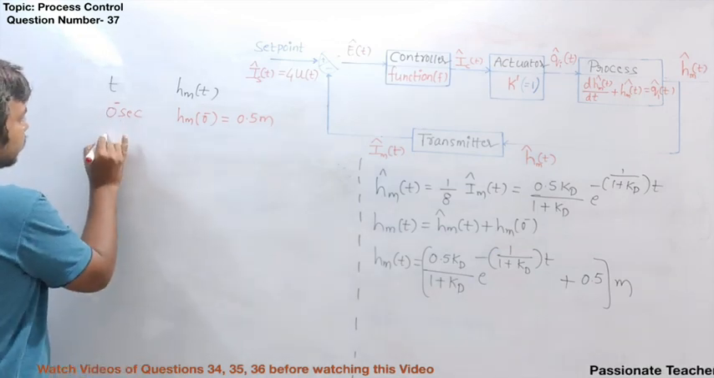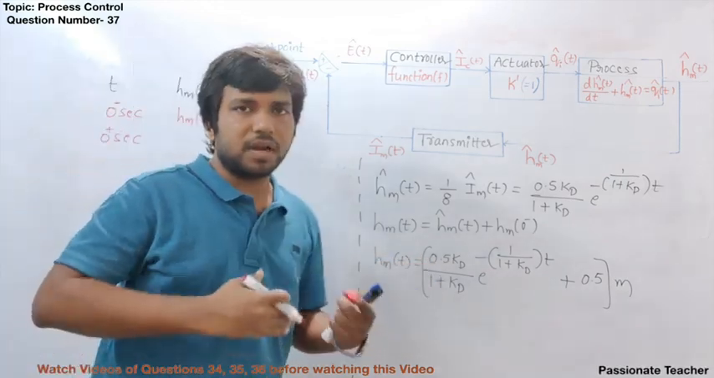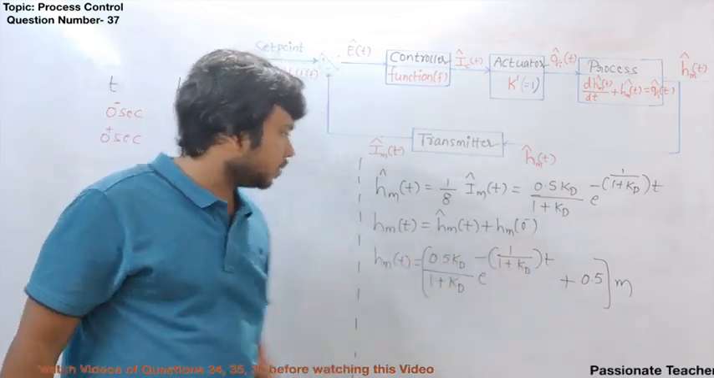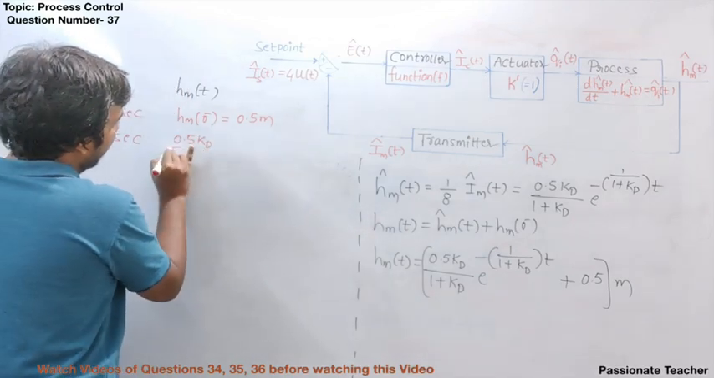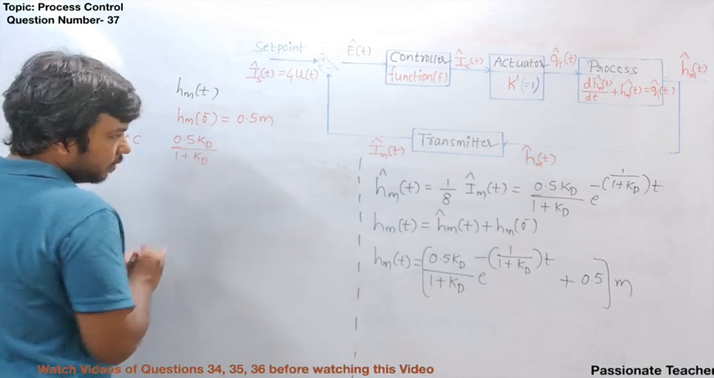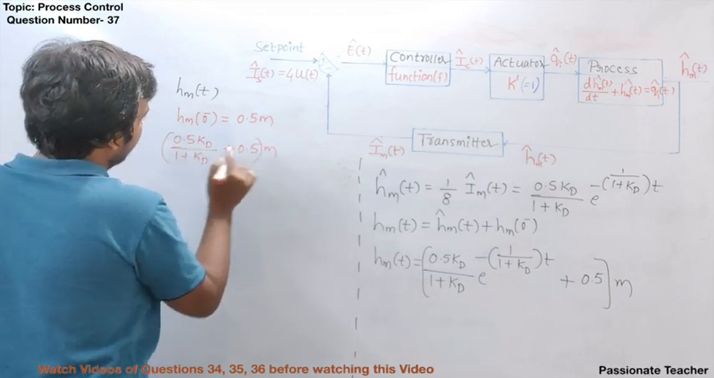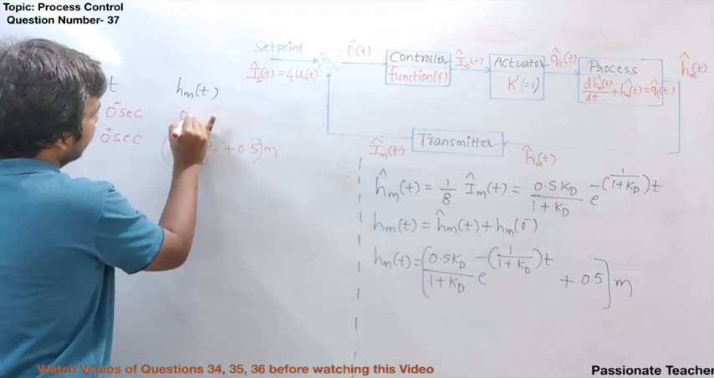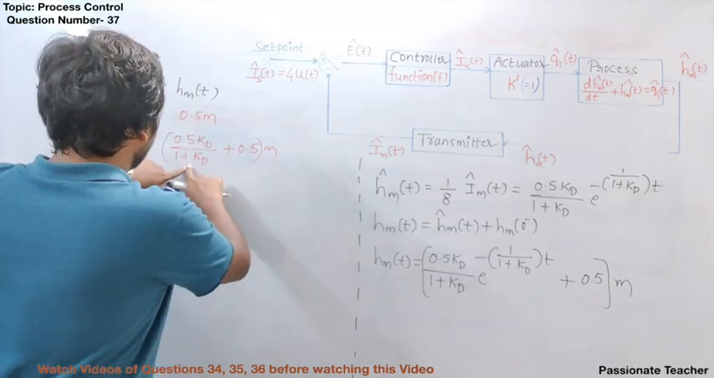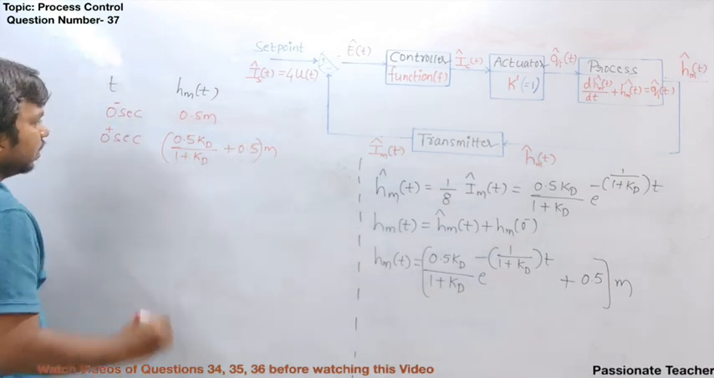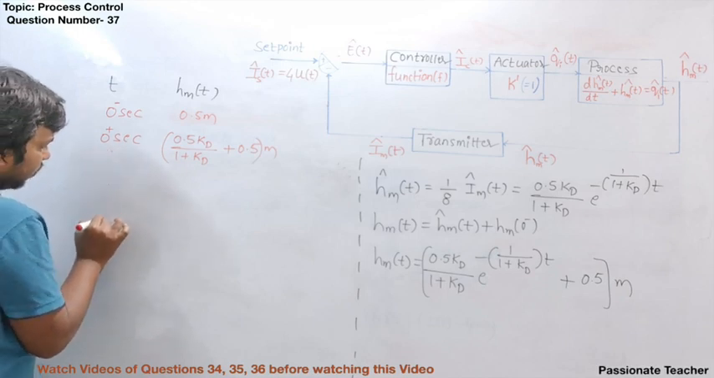Now, if I substitute at 0 plus seconds, you can see a sudden change. It is going to be equal to 0.5 kd by (1 plus kd) plus 0.5 meter, right? This is what the water level will be. So let me write down here 0.5 meter. That means in a small instant, the derivative controller reacts aggressively and keeps the water level at this point, right? Now, if I take infinite seconds, let us see what will happen.